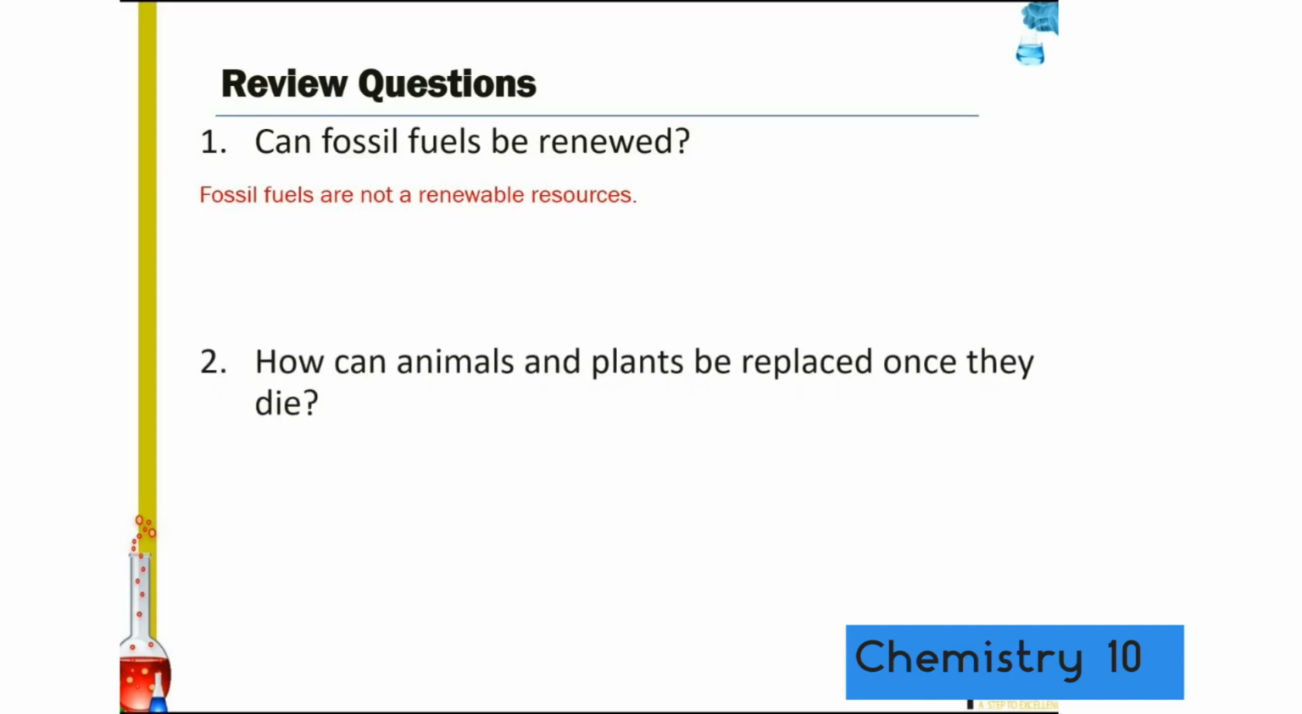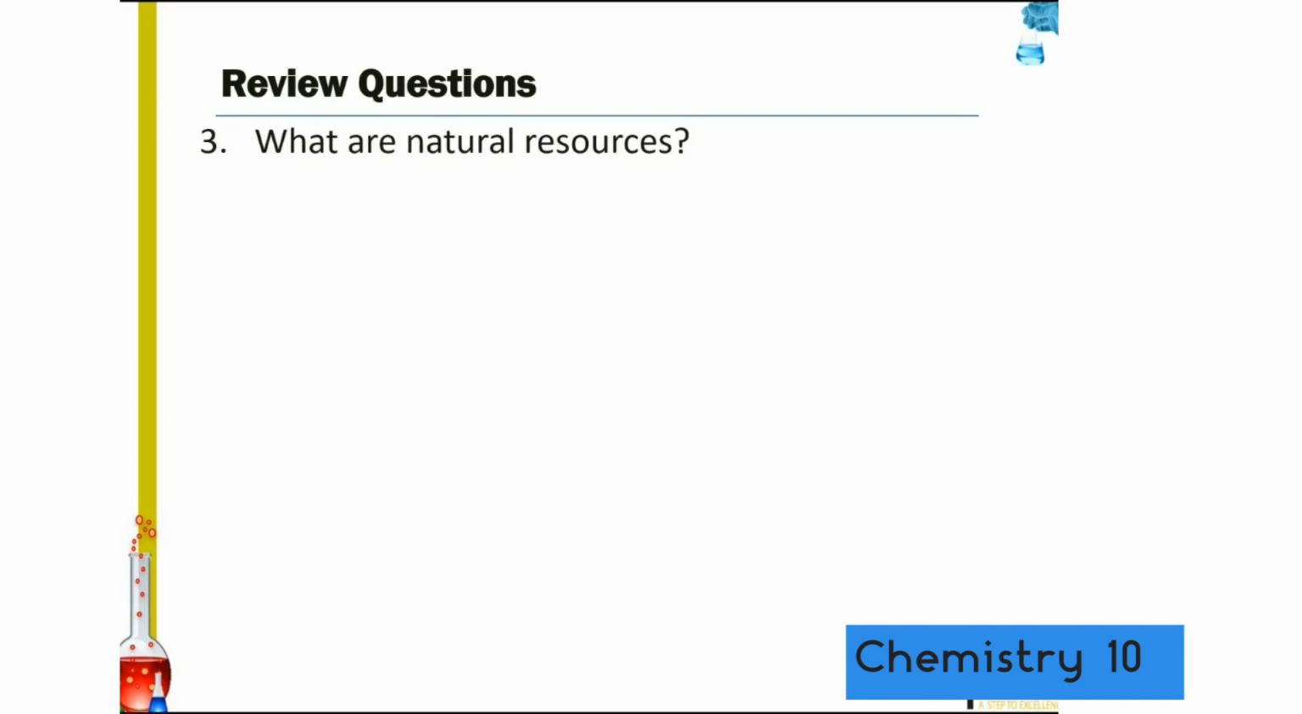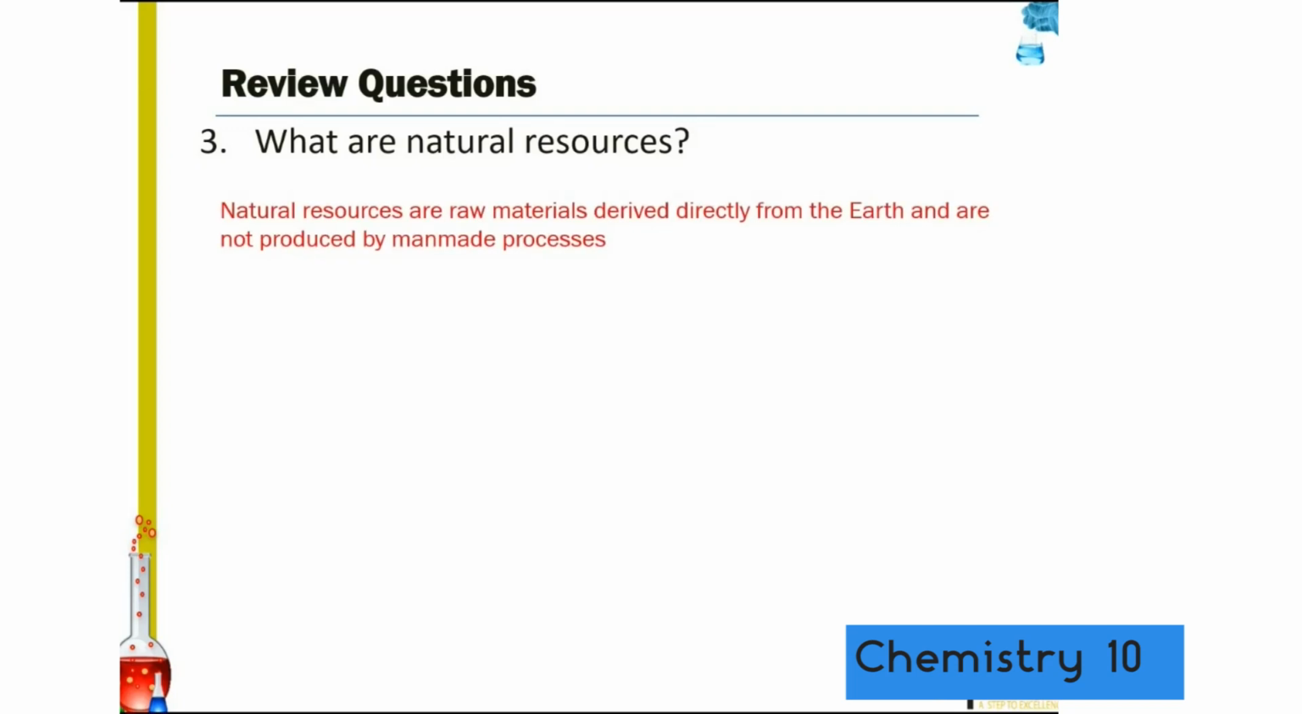Review question 2. How can animals and plants be replaced once they die? Animals and plants are renewable resources because they can be replaced through reproduction when other members of the population die. Review question 3. What are natural resources? Natural resources are raw materials derived directly from the earth and are not produced by man-made processes.